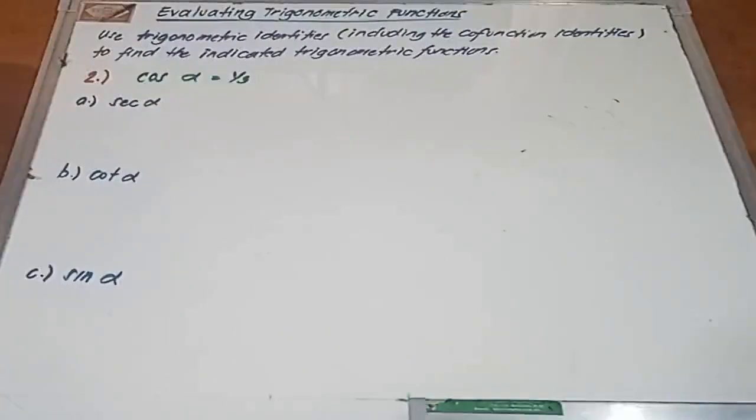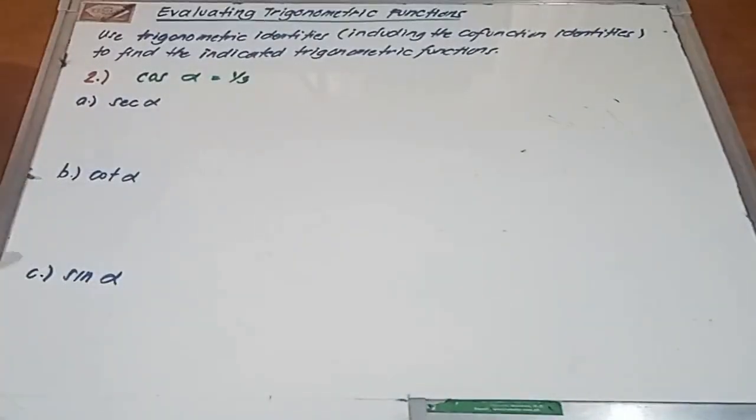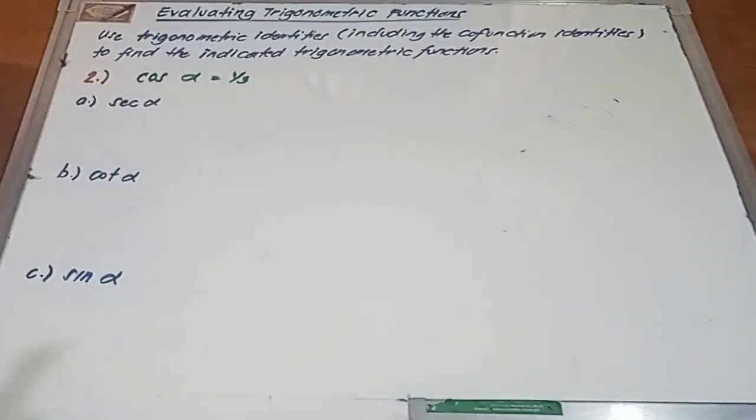Okay, so this is my second example in evaluating trigonometric functions by applying trigonometric identities, including the cofunction identities. So, example number 2, we have cosine alpha equal to 1/3. Kapag gagamit tayo ng tawag dito, yung ratios of the sides of the right triangle or the six trigonometric functions, madali natin makukuha yung secant, cotangent, and sine alpha. Di ba? But the instruction is gagamitin natin ay trigonometric identities.